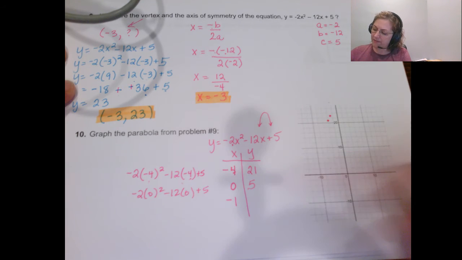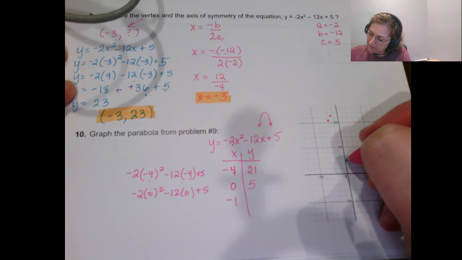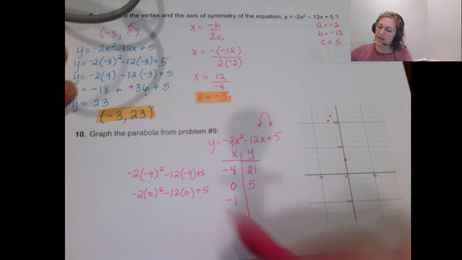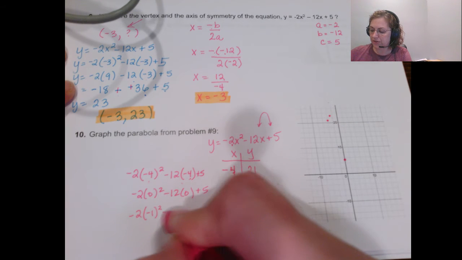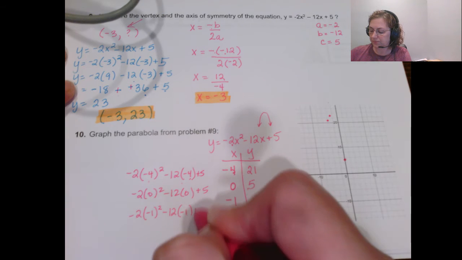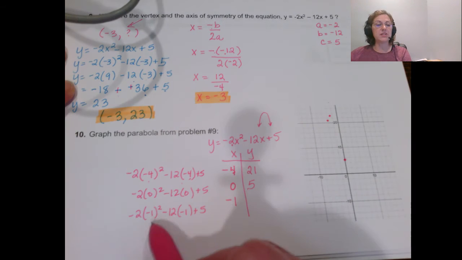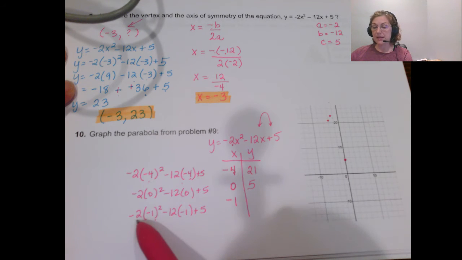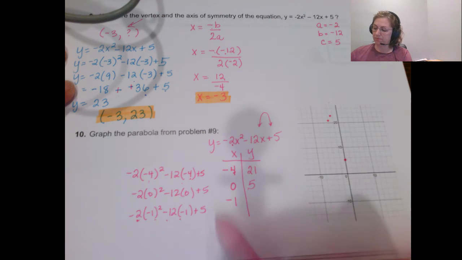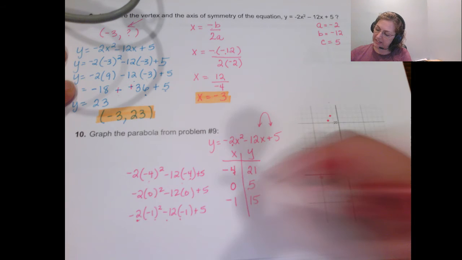And that gives us 5. There we go. And then, of course, we'll put in -1, just because it's close to the vertex. So I'll do this one again. You can type this in your calculator. -1 squared is 1 times -2 is -2 plus 12, which is 10, plus 5 is 15.